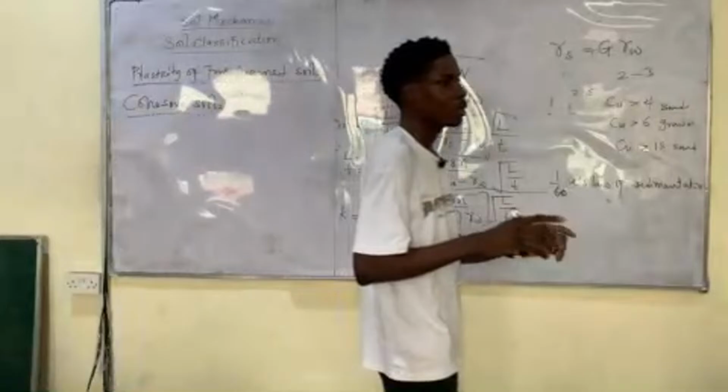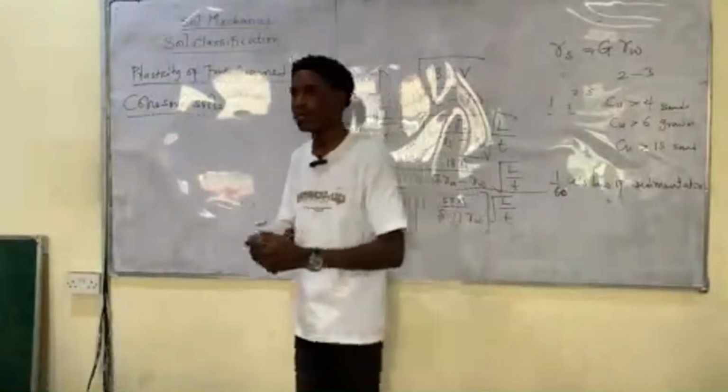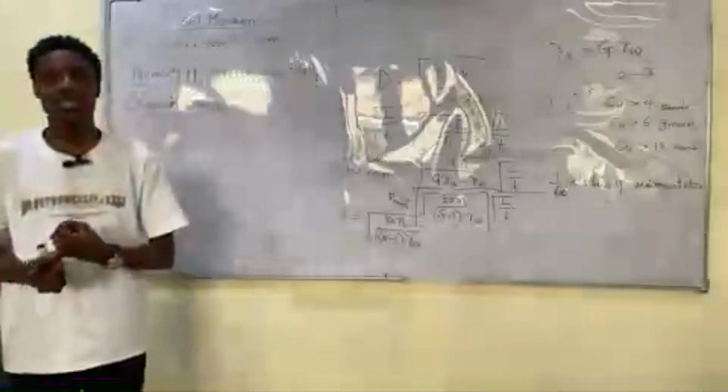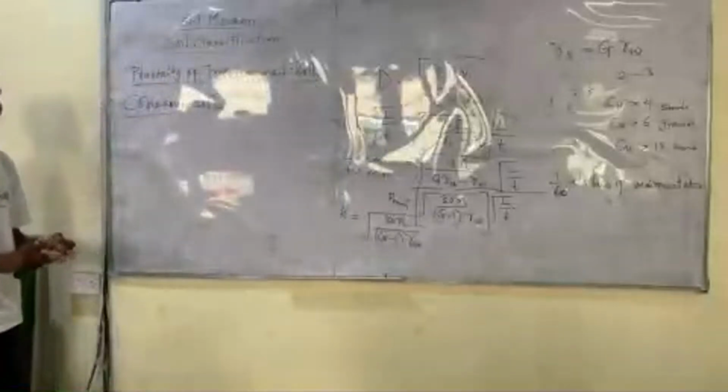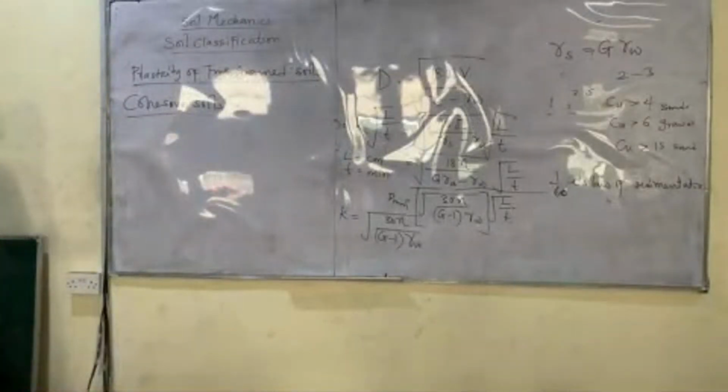And for every one of them, they have their corresponding indices. We've got the plasticity index, liquidity index, shrinkage index. We've also got the consistency index. Now, what are these terms?